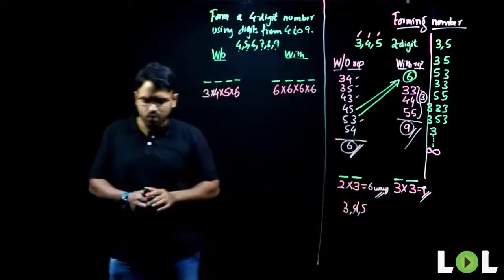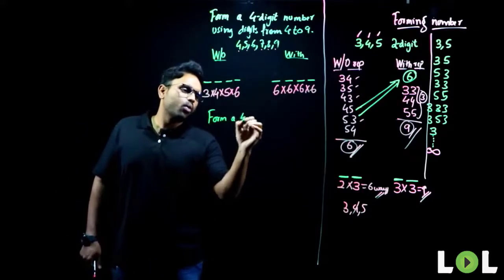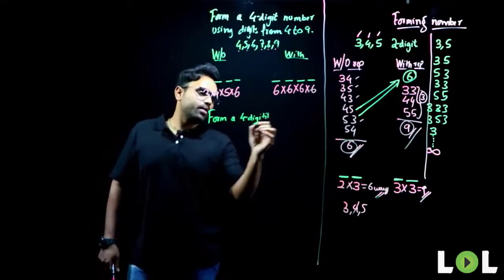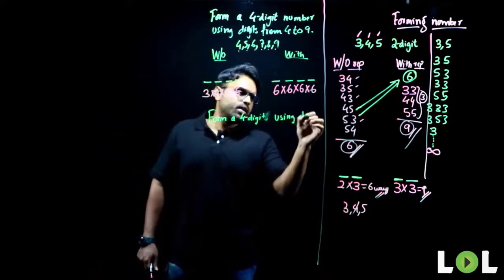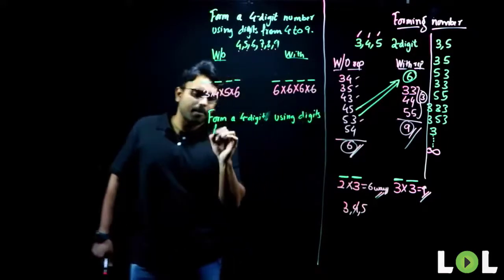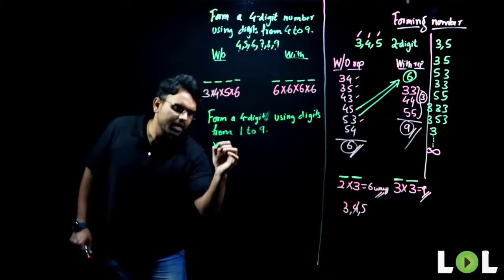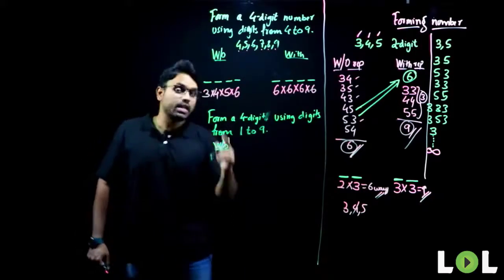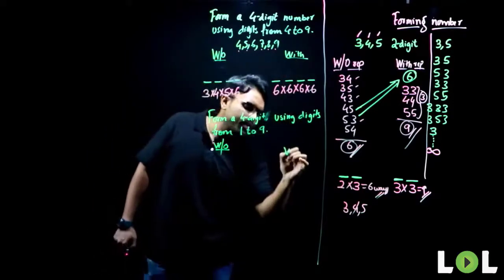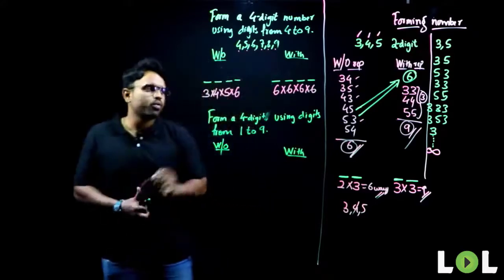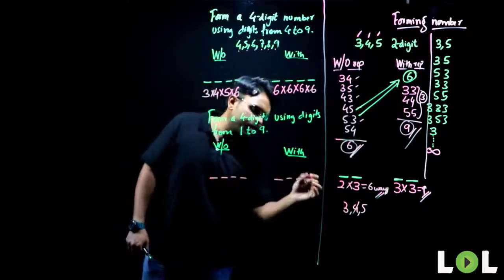Now, if I pose a question to you something like this, which says, form a 4-digit number using digits from 1 to 9. Same thing I'll tell you: one is without repetition and the other with repetition. First thing, in your examination, either this will be asked or this will be asked. Now to form a 4-digit number, what do we need? We need 4 blank spaces. I'll quickly draw 4 blank spaces. Here also I need 4 blank spaces.